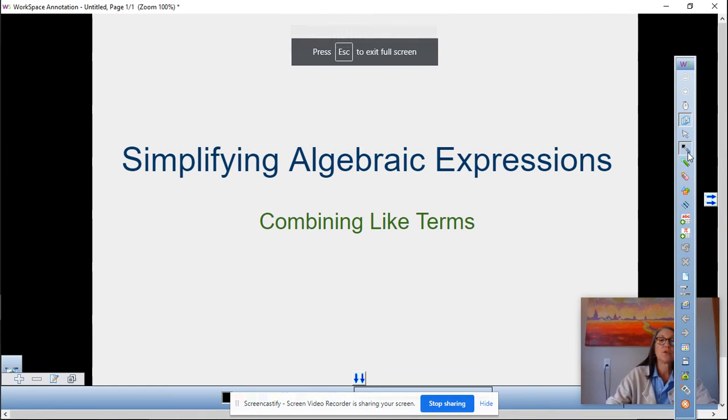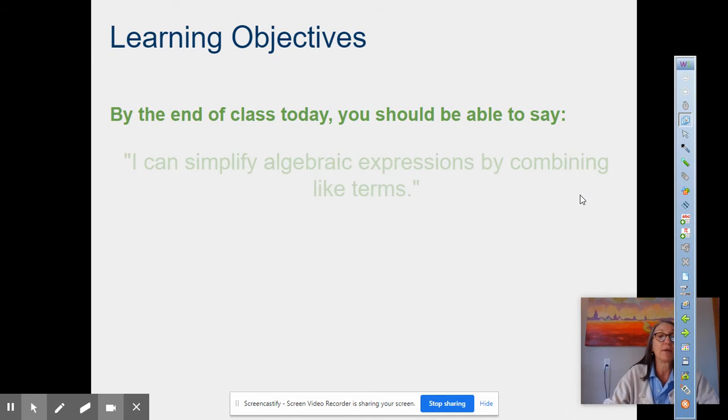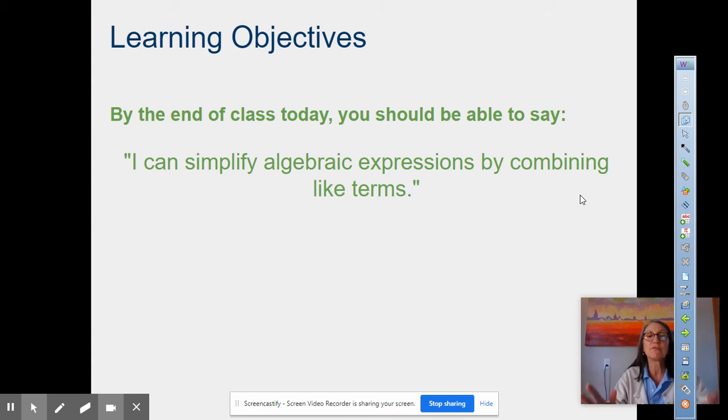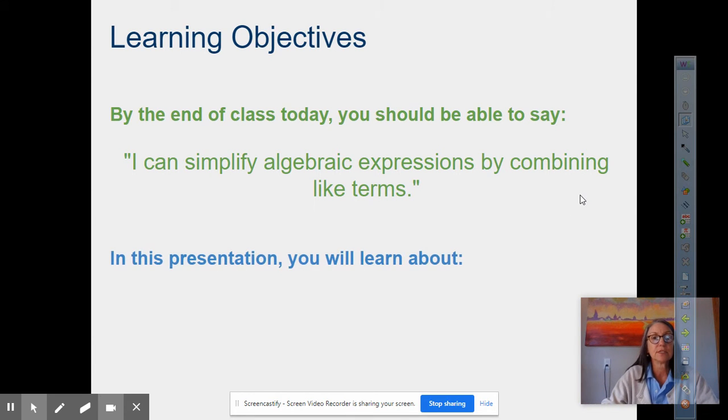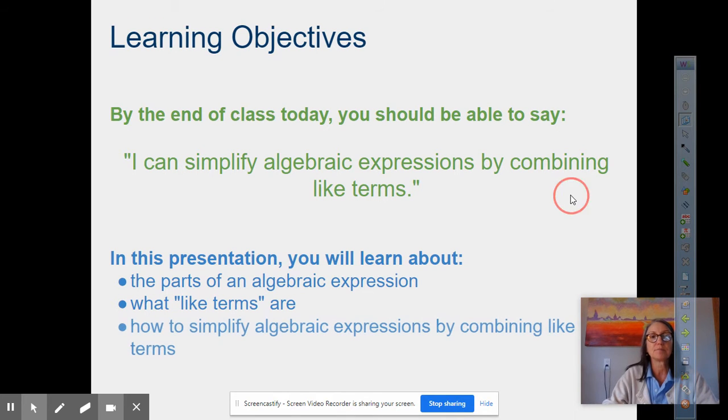All right, today we are simplifying algebraic expressions. And in that process, we will be combining like terms. Our learning objectives: by the end of class, you should be able to say, I can simplify algebraic expressions by combining like terms. You should learn about today the different parts of the algebraic expression and what like terms really are.